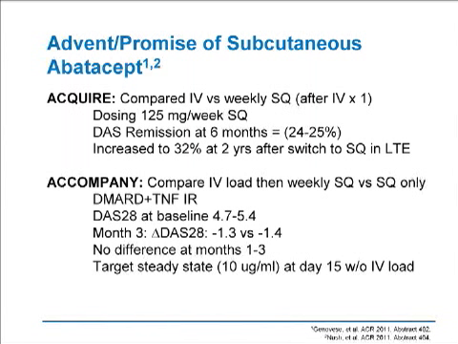Now, the ACCOMPANY trial looked at IV loading and then weekly sub-Q versus subcutaneous dosing only. And this is in a DMARD and TNF-IR population. It's somewhat mixed. The DAS28s at baseline were pretty high. At month 3, the delta DAS was no different in whether you got the IV load followed by weekly sub-Q versus just weekly sub-Q. And that, moreover, the company is aware of the target steady-state levels of 10 microgram per mil, and they realize that when you monitor this in the sub-Q only population, the target steady-state levels are achieved at day 15 without the IV load.